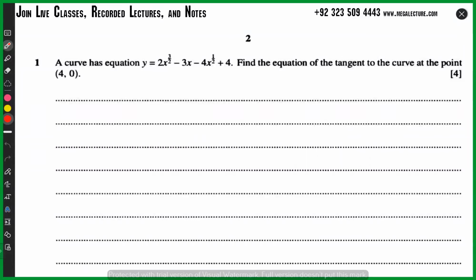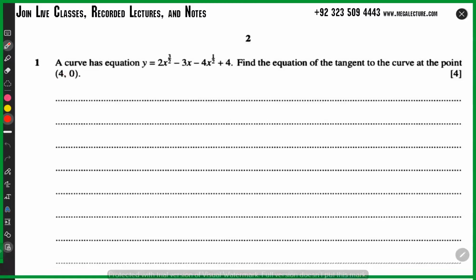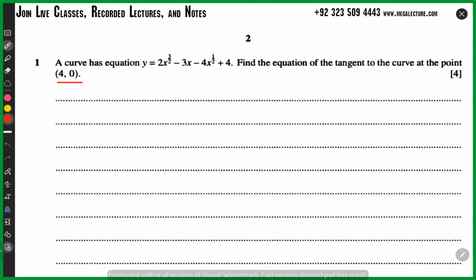Now, what exactly is happening in this question? It says a curve has equation y equals 2x to the power something, find the equation of the tangent to the curve at the point. Now, you are not exactly prepared for this question. I would have to explain a few things before doing it, which I explained in the beginning of that class. But since that concept is comparatively difficult, I would explain that again.